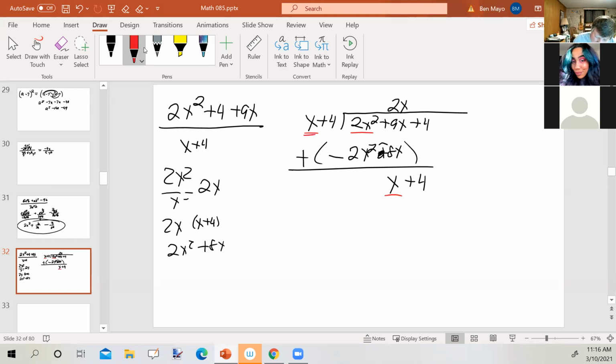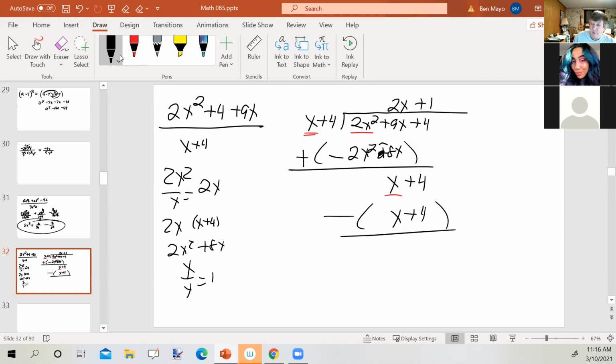Leading term divided by leading term, x divided by x is 1. So we get plus 1. 1 times x plus 4 is x plus 4. We'll subtract that from what's up above. We'll change it to addition of the opposite, and we get 0 remainder. So our answer is 2x plus 1. And we're going to take a look at one more here before time runs out.